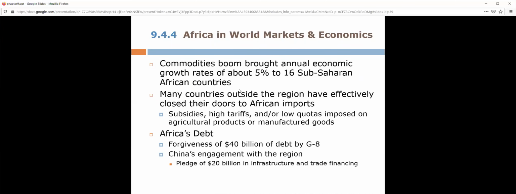The commodities boom that we've been talking about here has brought an annual economic growth rate of about 5% to some of the sub-Saharan African countries. Many of the countries outside of the regions that take advantage of this cash crop boom suffer, based on subsidies, high tariffs, or what have you.